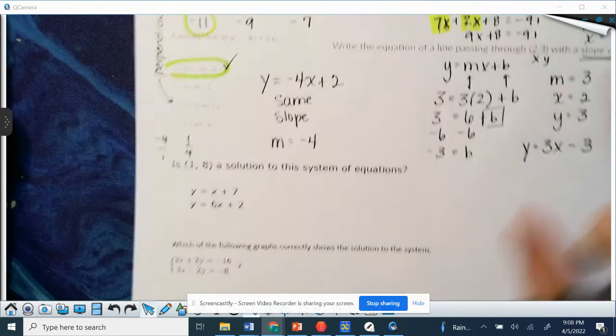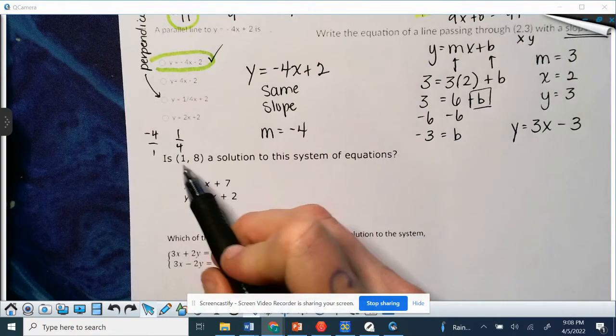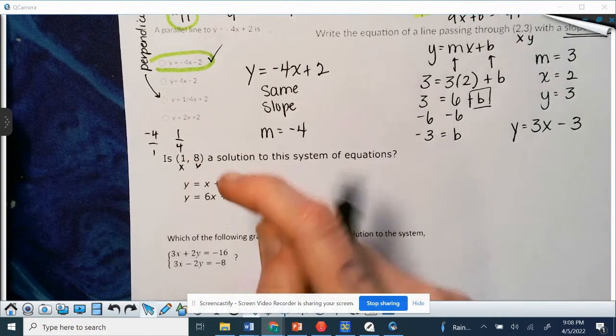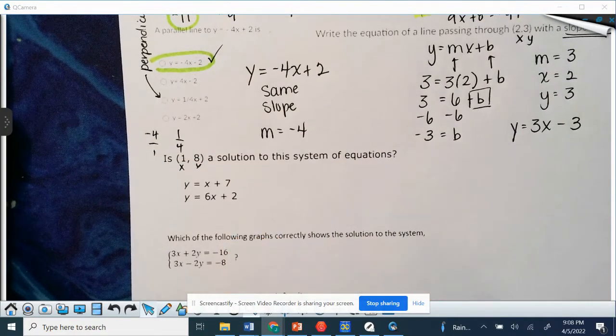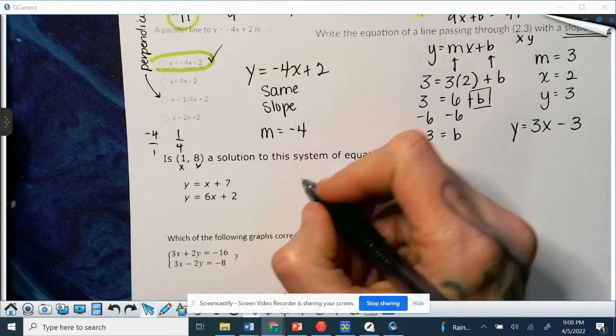All right, solution to the system. That means that x value and y value are going to make both equations true. So you could either, one, solve these by, I would probably either graph them.